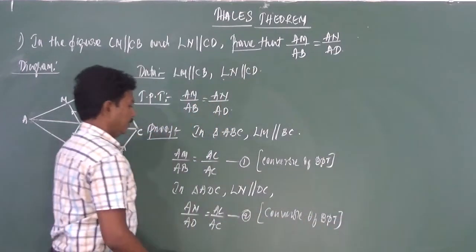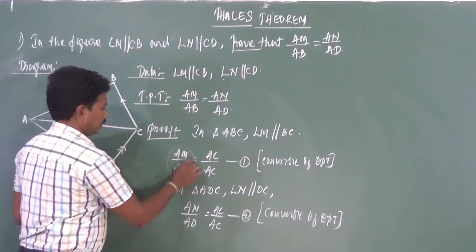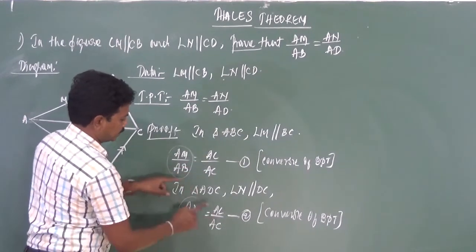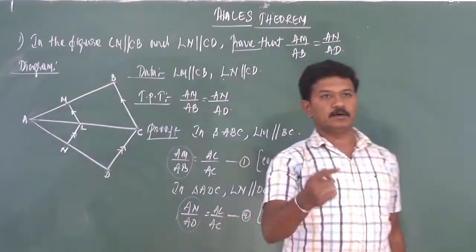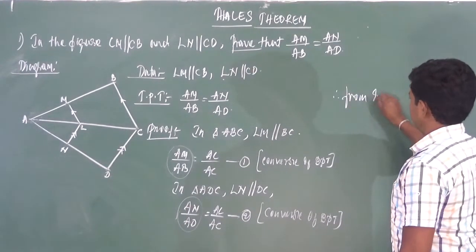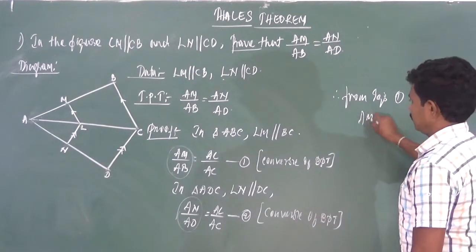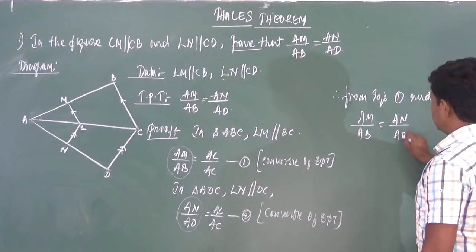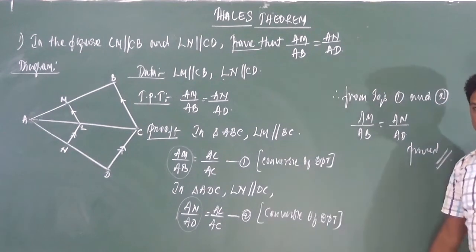Very simple. Now look at both the equations. Here AM by AB and AN by AD are both equal to the same thing, that is AL by AC. If two things are equal to the same thing, they should be equal to one another, that is according to the axiom of geometry. Therefore from equations 1 and 2, AM by AB will be equal to AN by AD. Hence we have proved the ratios are equal, right? This is how we have to present this, very important.